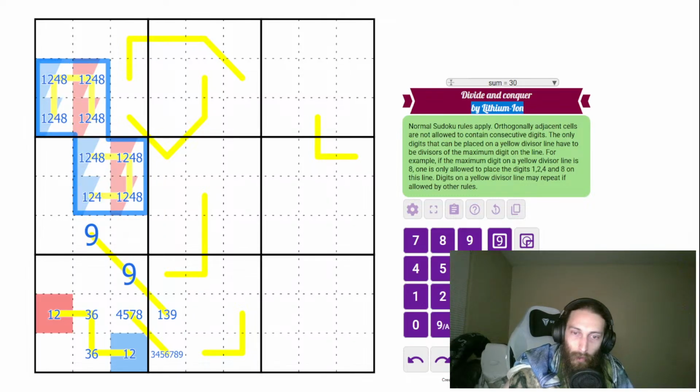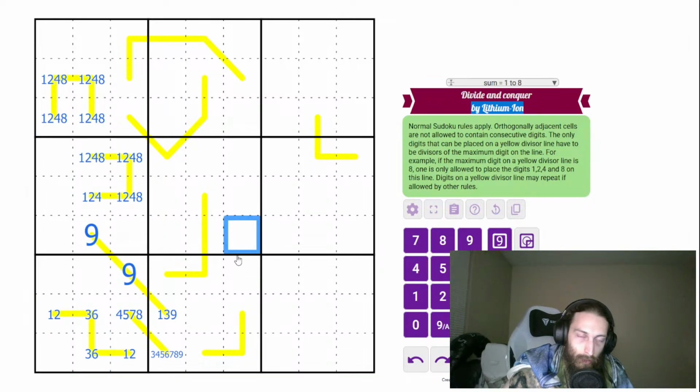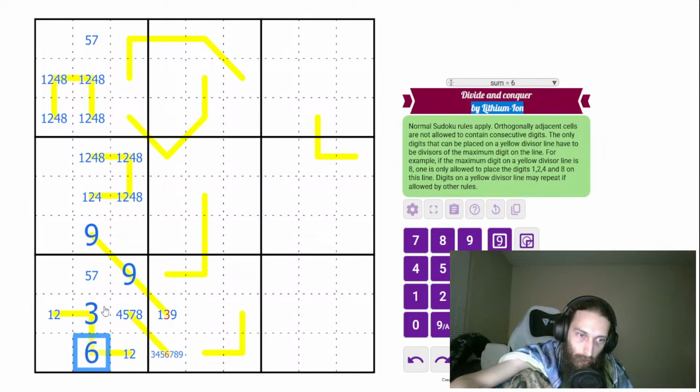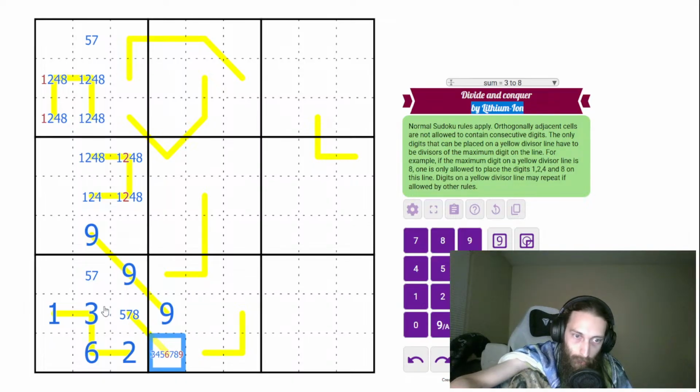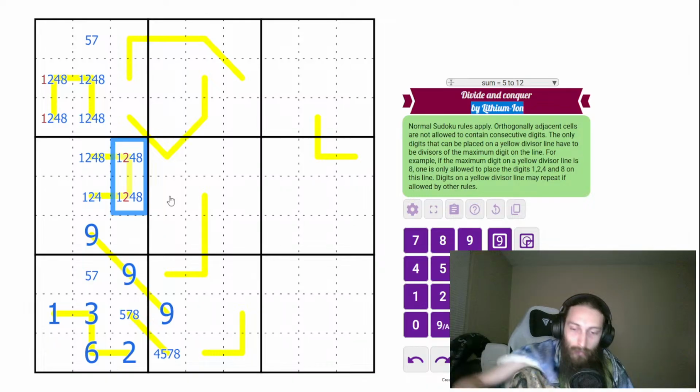I don't know if painting 1 and 2 is necessary. But this is 5 or 7, column 7. So this can't be 6. So that's 3, 6, 1, 2. 4 is gone now, and that is a 9. 6 and 9, and 3 is gone. And 2 is gone from the yellow line in the box.